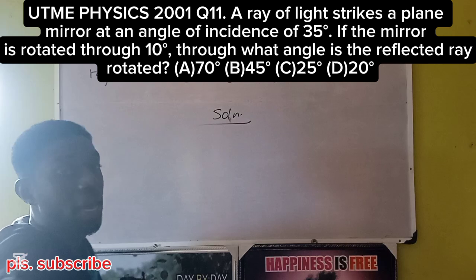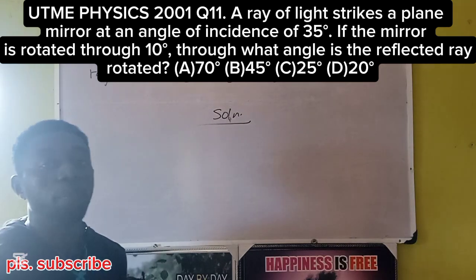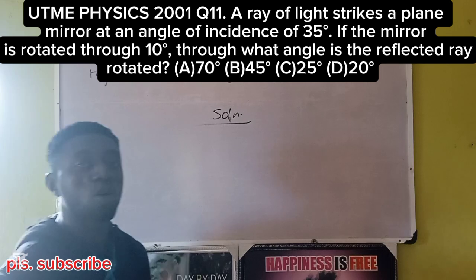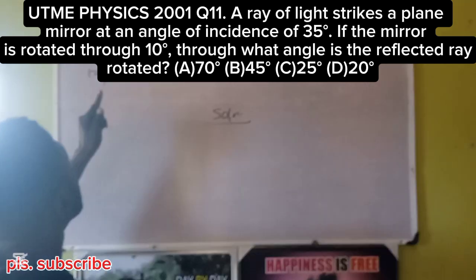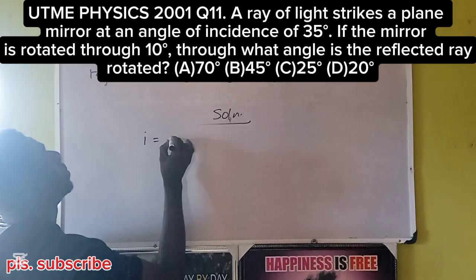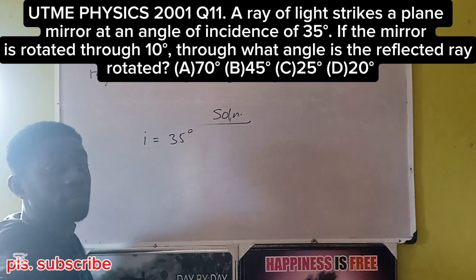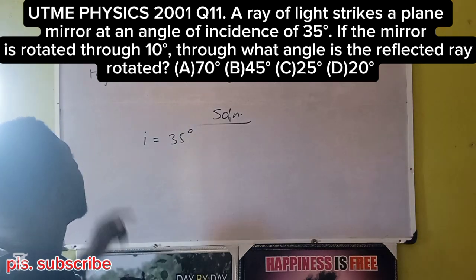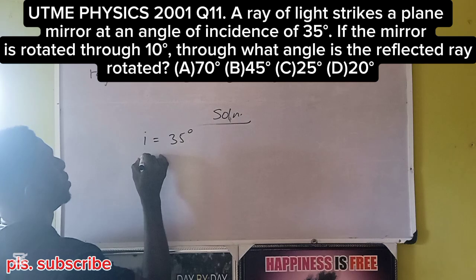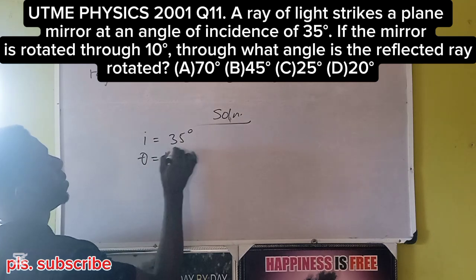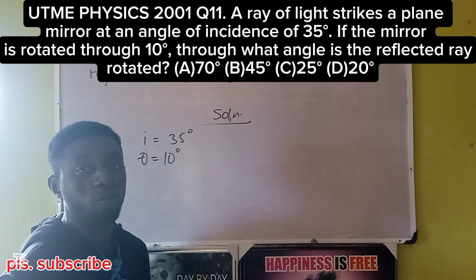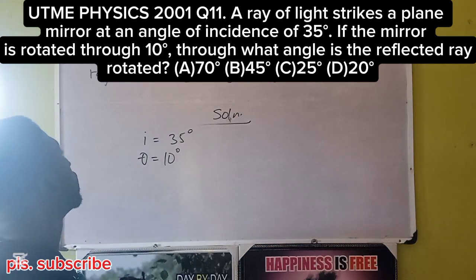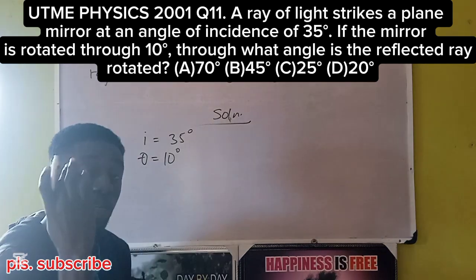Solution. Anytime you are given a question on plane mirror rotation, go back to your question and get that angle of rotation. Notice the incidence angle I is 35 degrees. That's our angle of incidence, while the angle of rotation, let me call it theta, is 10 degrees. Then they're asking us, through what angle is the reflected ray rotated? The question is just simple.